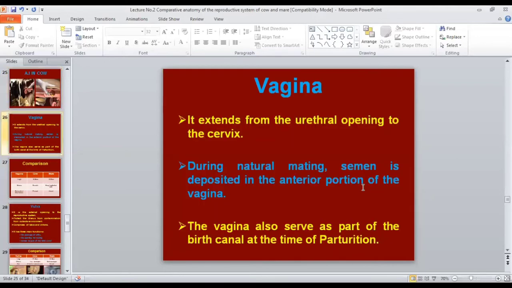Then the vagina extends from the urethral opening to the cervix, and it is the site of semen deposition in natural mating. As you know, the semen is deposited in the anterior portion of the vagina, that is the fornix vagina. The vagina also serves as part of the birth canal at the time of parturition. You know that at the time of parturition, the entire uterus, cervix, and vagina act as a birth canal.